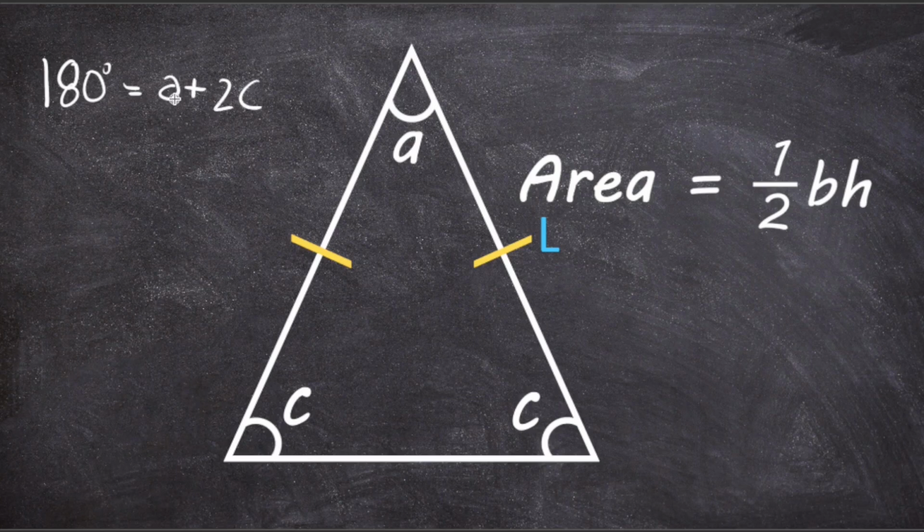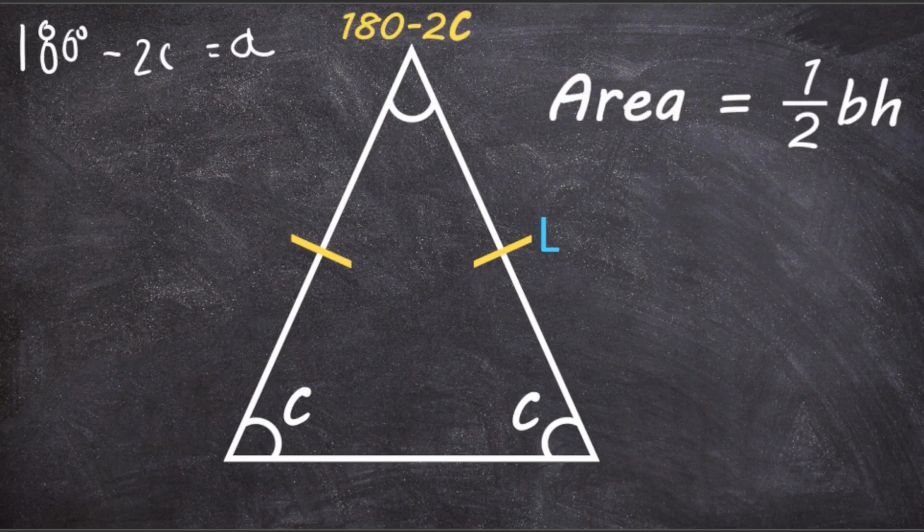But we want the value of A in terms of C, and we can do that by subtracting 2C from both sides so that 2C comes over this side. So that's 180 degrees minus 2C equals A. From now on, instead of referring to this angle as A, we'll refer to it as 180 degrees minus 2C. And this is going to be pretty useful later on. So now we've relabeled A as 180 degrees minus 2C.